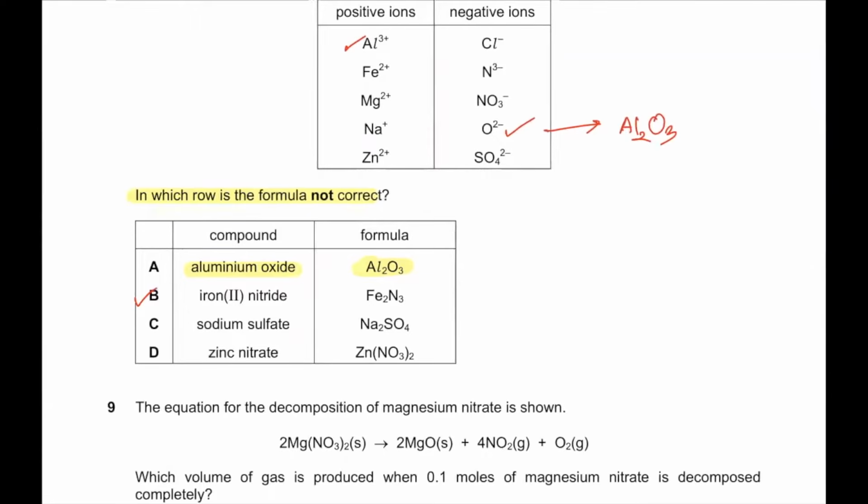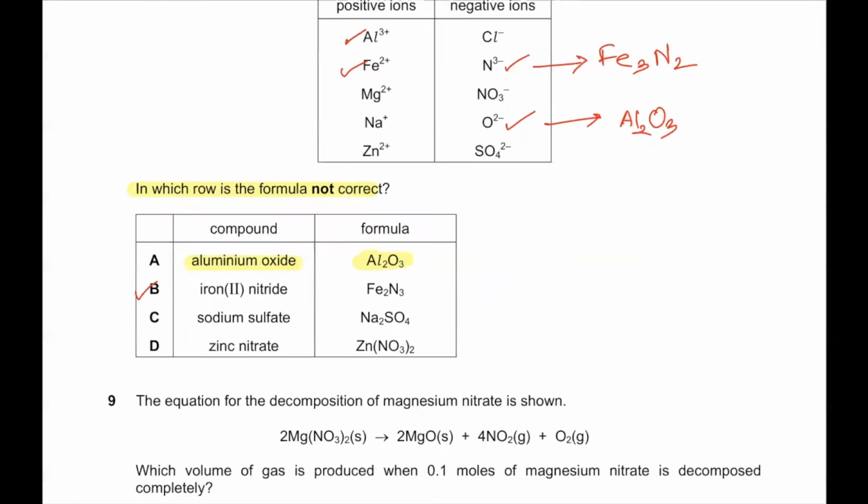So let's see for this one. For iron, Fe2+, and nitride, N3-, if we exchange the numbers, it is going to be Fe3N2. So guys, we can see this is wrong. All right, let's see for sodium sulfate. For sodium and sulfate, obviously we're going to exchange the numbers.